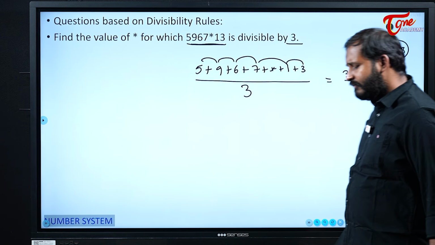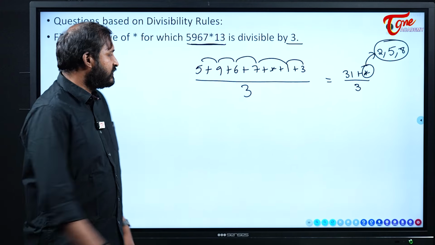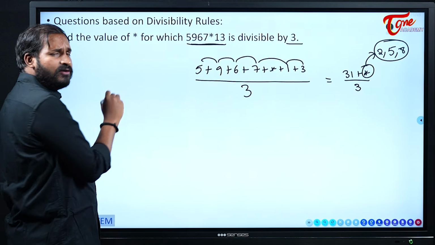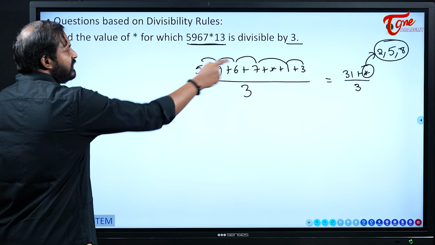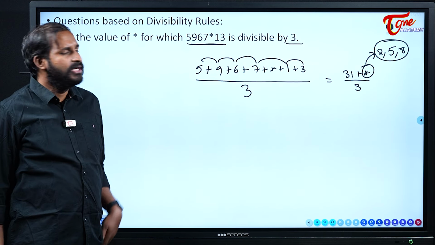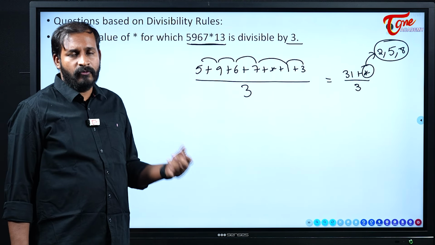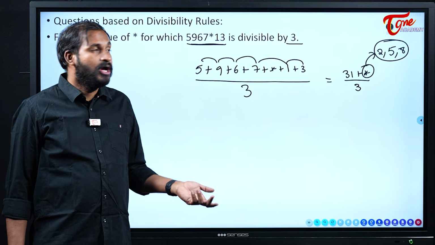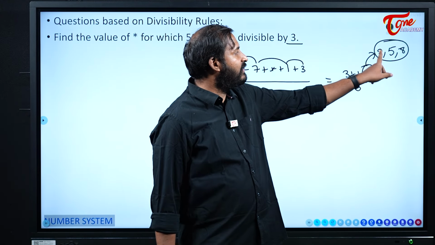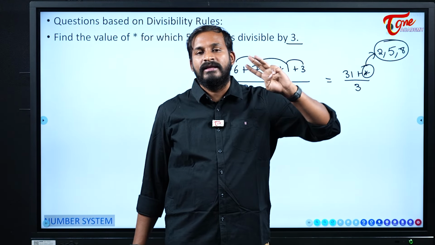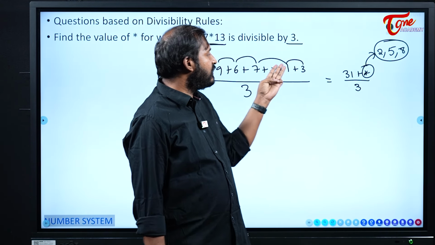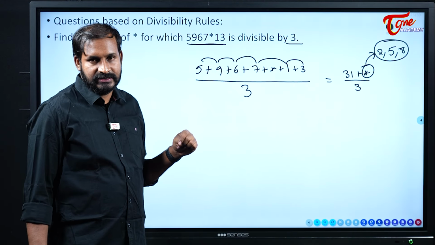So there will be 2 types of questions here. The first type is, what is the value of star? In the options they will give either of those 2, 5 and 8, and we will put those values in and verify it. The second one is, how many values of star are possible? That means how many values? 1, 2 and 3. There are 3 values which are possible in place of star. That is the case.